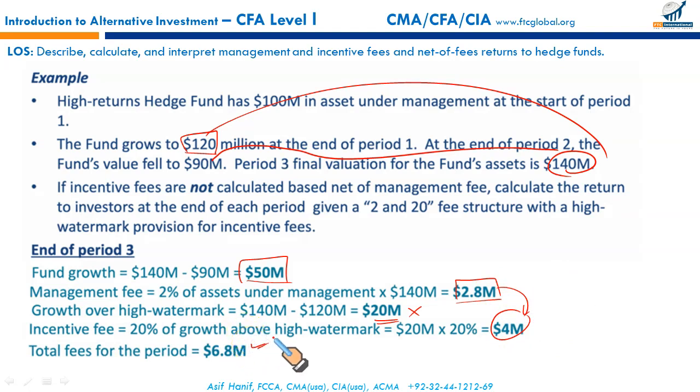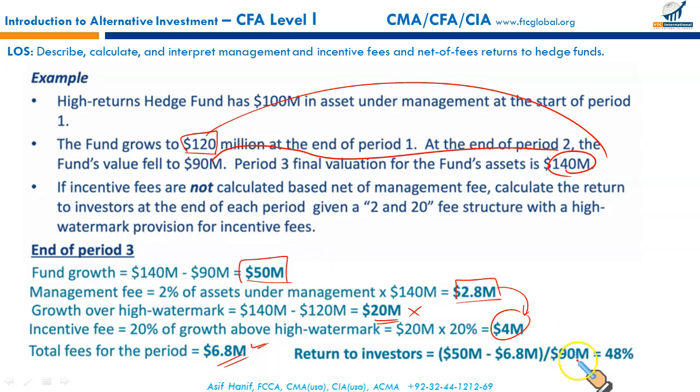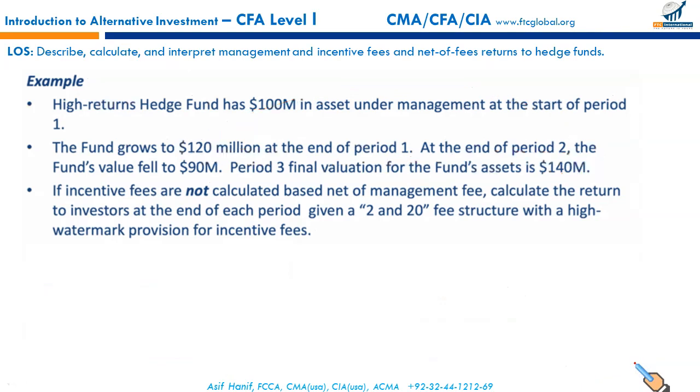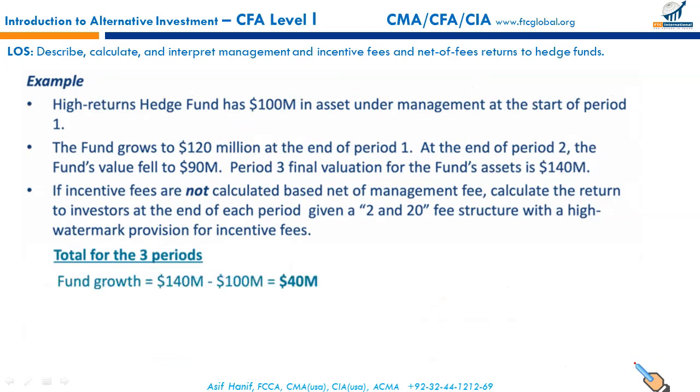Now the return to the investor this time would be: there has been a growth of 50 million, less 6.8 million as the fee. Net amount divided by the value of the fund at the start gives you 48% return over the period 3. Now what if we calculate the total returns for all these periods?